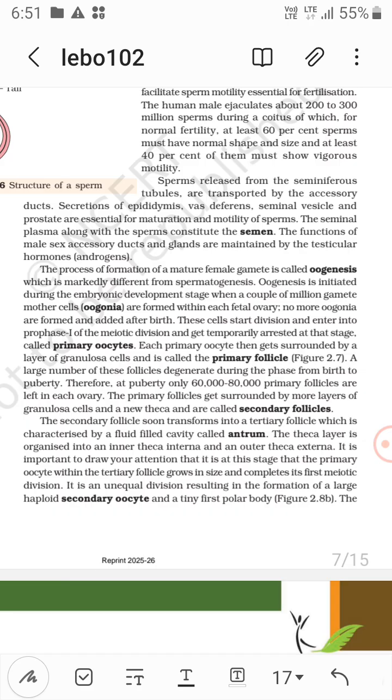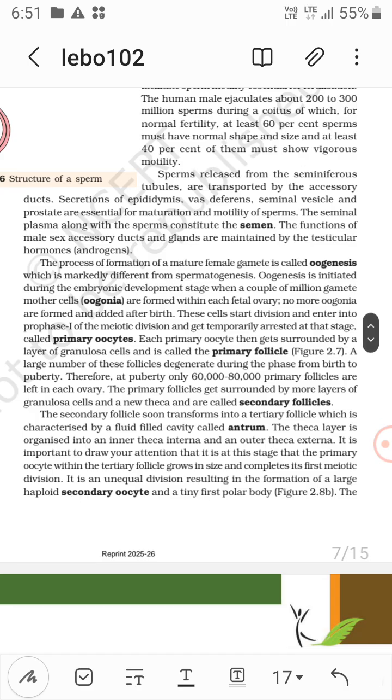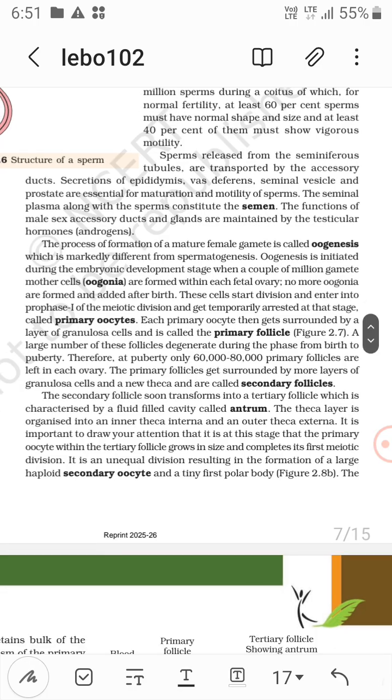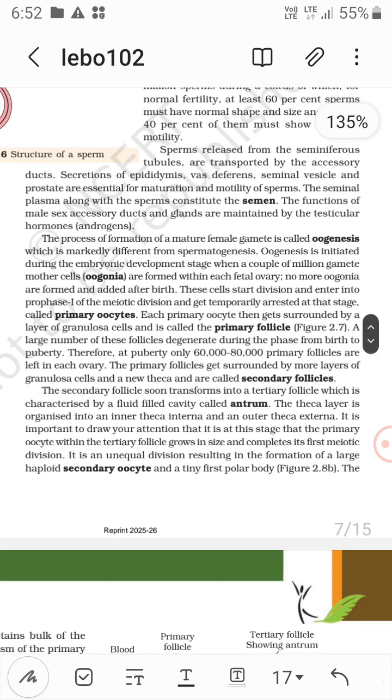Each primary oocyte then gets surrounded by a layer of granulosa cells and is called the primary follicle. Now a large number of these follicles degenerate during the phase from birth to puberty. Therefore at puberty only 60,000 to 80,000 primary follicles are left in each ovary.